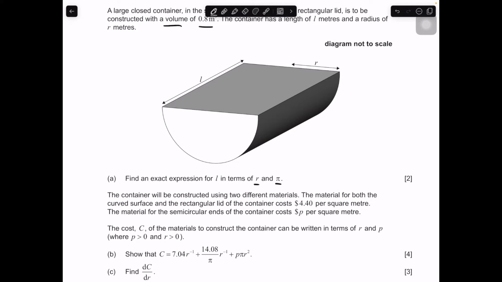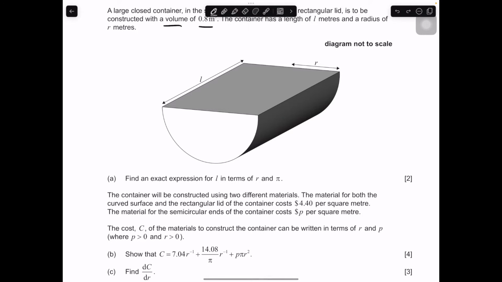So whenever we say "in terms of," it means that we are having L on one side, and then we'll have r and pi on the other. And maybe r and pi will be multiplied by something or divided by something, but we want L on one side, and we want to write L in terms of r and pi in some kind of combination. Maybe we're going to square one, divide one, and so on. All right, so find an expression for L in terms of r and pi.